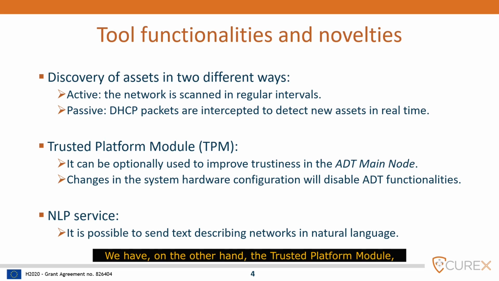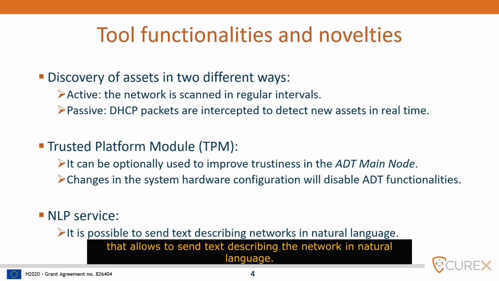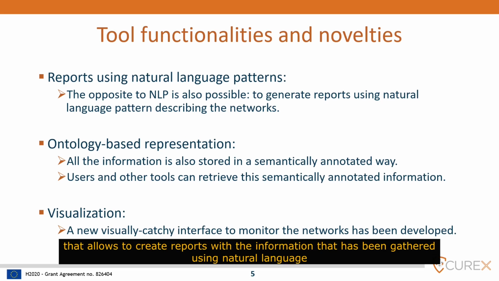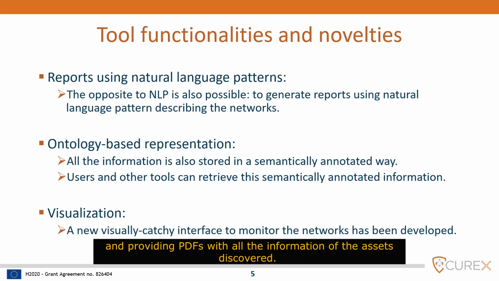We have, on the other hand, the Trusted Platform module, a module that allows us to improve the trustworthiness of the main node. If we detect changes in the system hardware configuration, we will disable some of the ADT functionalities. We have also implemented an NLP service that allows sending text describing the networks in natural language, and we also have a natural language pattern module that allows creating reports with the gathered information, providing PDFs with all the information of the assets discovered.